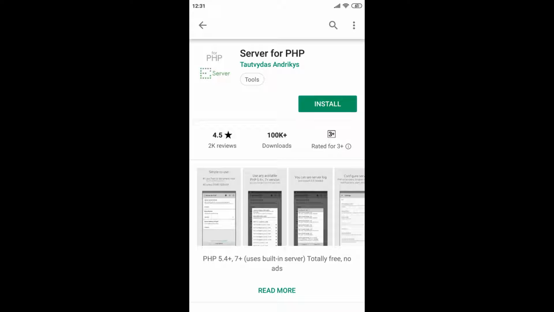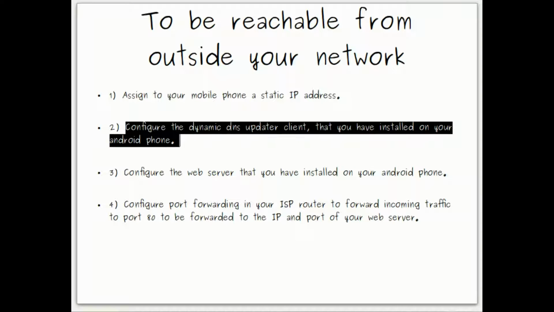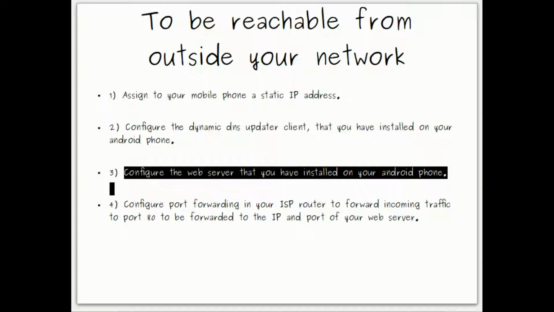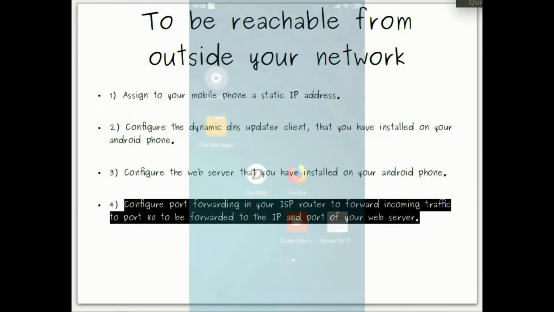and MySQL database. To set up everything, you should, first, assign to your mobile phone a static IP address. Configure the dynamic DNS updater client that you have installed on your Android phone. Configure the web server that you have installed on your Android phone. Configure port forwarding in your home router to forward incoming traffic in port 80 to the IP and port of your web server. Now, let's see how to do all that.